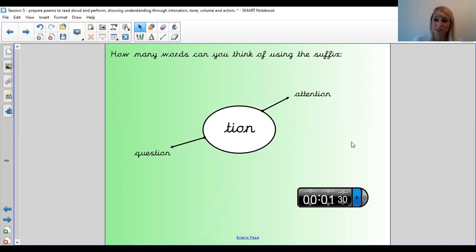You'll notice one of those words I took from your spellings list actually. So use your spelling list to help you with this. It's a good chance to practice those spellings as we haven't been able to test you on them in school. And I'm going to give you 1 minute 30 to write down as many as you can think of. Okay, good luck.